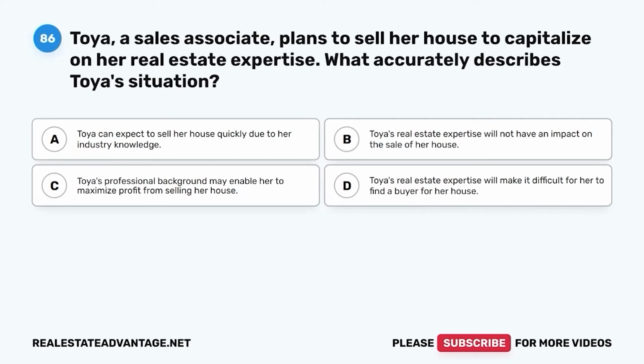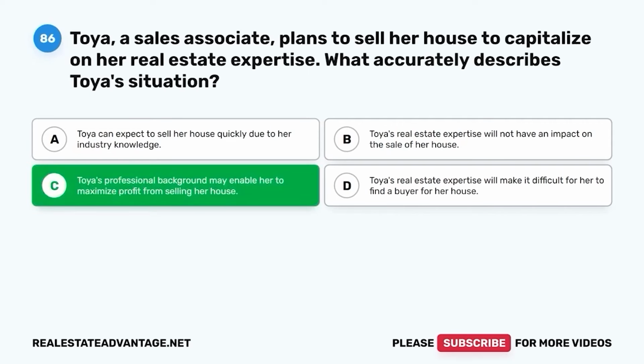C. Toya's professional background may enable her to maximize profit from selling her house. D. Toya's real estate expertise will make it difficult for her to find a buyer for her house. The correct answer is C. Toya's professional background may enable her to maximize a profit from selling her house.